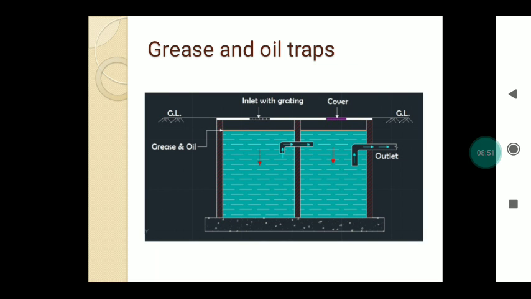This is the construction of the grease and oil trap, in which a skimming layer is formed at the surface of the wastewater or sewage, and below it an outlet is provided which is connected to the main sewer system, which will remove the grease or fatty substance from the sewage.